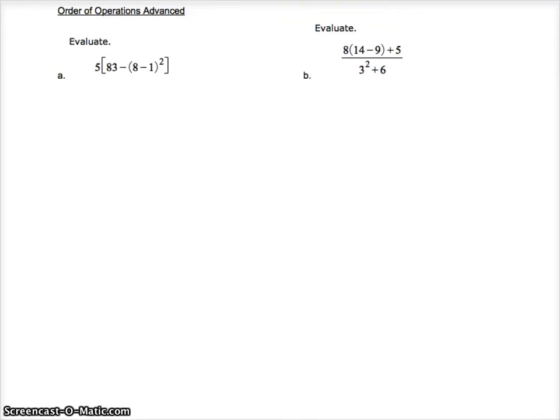Hello, welcome to Order of Operations Advanced. And here we're going to look at brackets, parentheses, and even fractions.